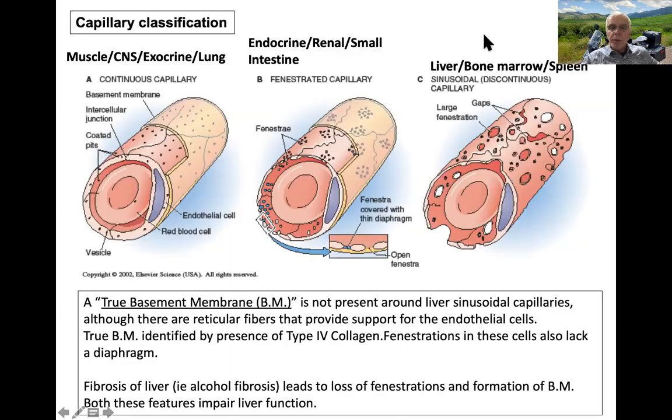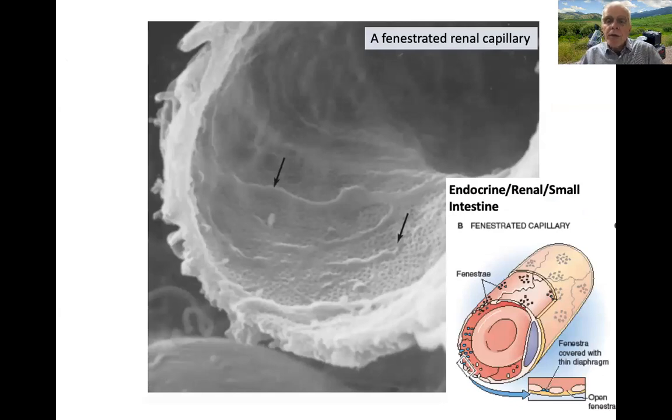I wanted to show you a picture of a fenestrated capillary. This one is from the kidneys. This is a renal capillary. If you look closely at this, you see all these little holes. This is a cross section through a capillary. All those little holes are fenestrations.